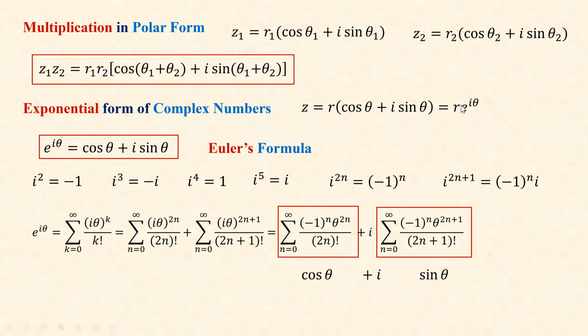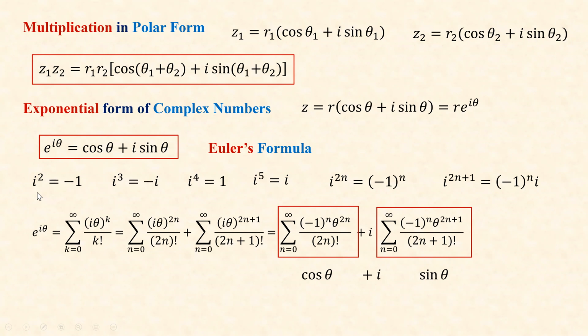So therefore, we can represent this polar form in exponential form. It's r e to the i theta, because if you do that, the same thing happens: the r's multiply and the thetas add. And then again, we see that e to the i theta becomes cosine theta plus i sine theta. We call it Euler's formula because Euler was the one who found this out.